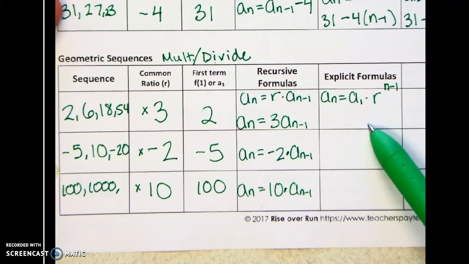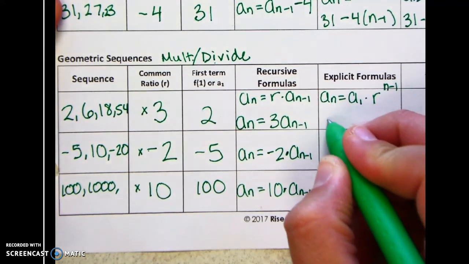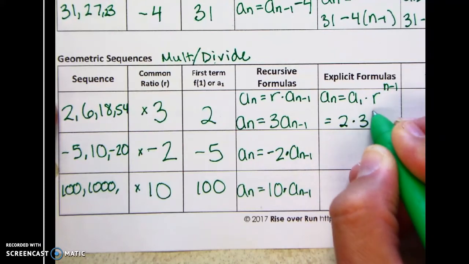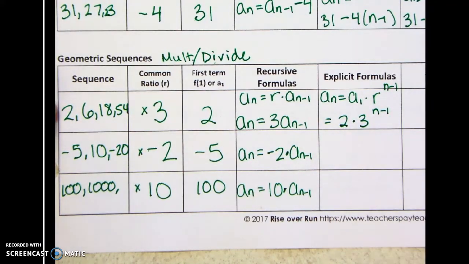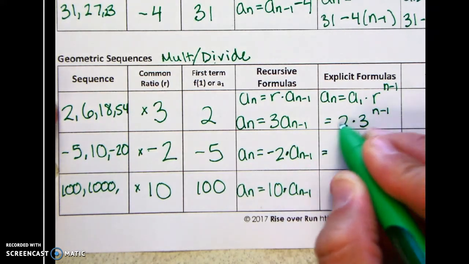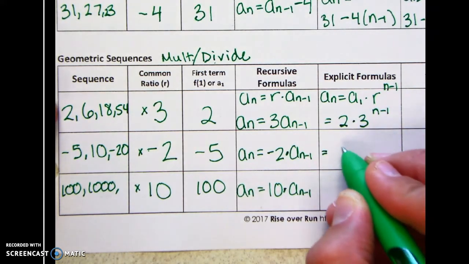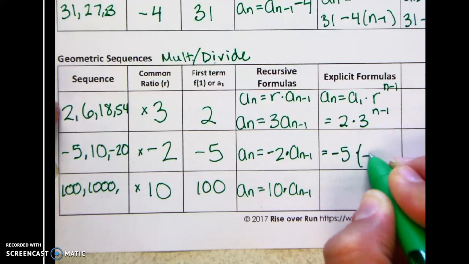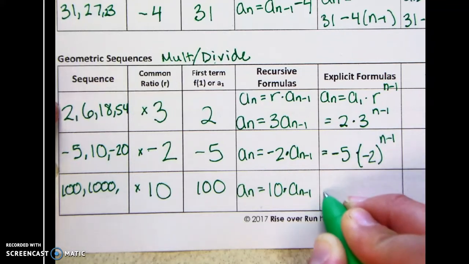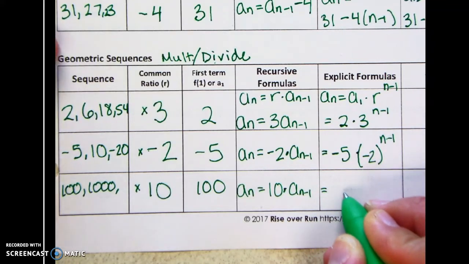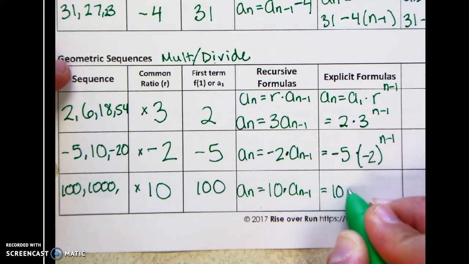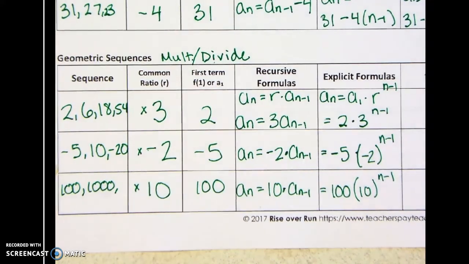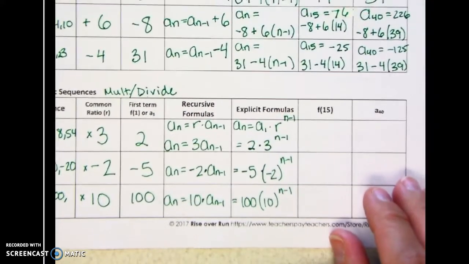Okay, the explicit formula, you use the first term, a sub 1, times the common ratio to the power of n minus 1. This should look familiar from our exponential unit. The first term times the common ratio to the n minus 1. And I'm going quickly because I believe in you. I know you can do it. Time to work hard. And we're running out of time.